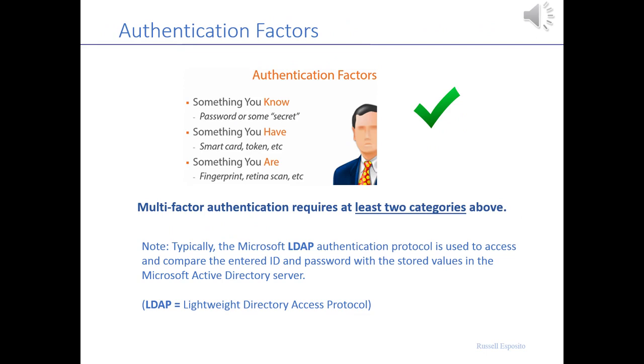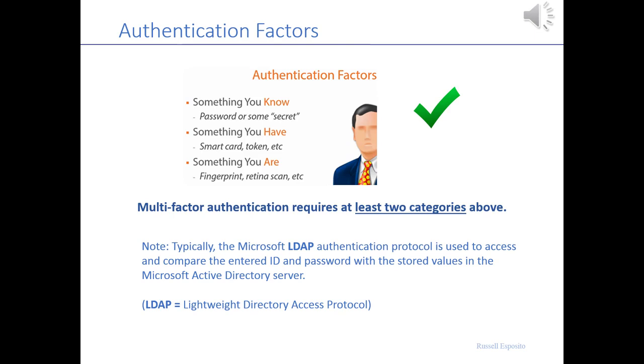The fundamentals of multi-factor authentication are these 3 areas. It's something you know, like a password; something you have, like a smart card or token, where a token could be a code you get on your phone in addition to your password to identify who you are; and something you are, like a fingerprint, a retinal scan, or facial recognition. Any 2 of those things becomes multi-factor authentication.